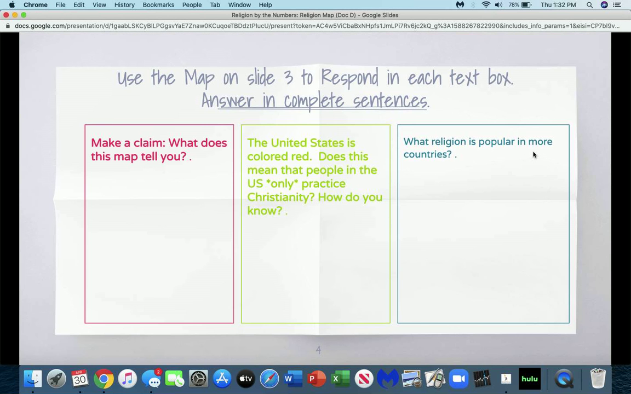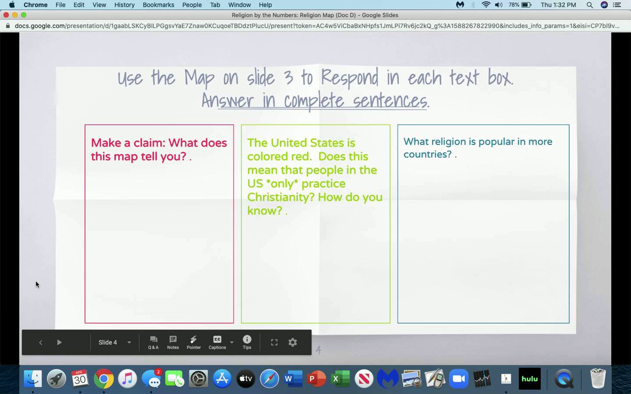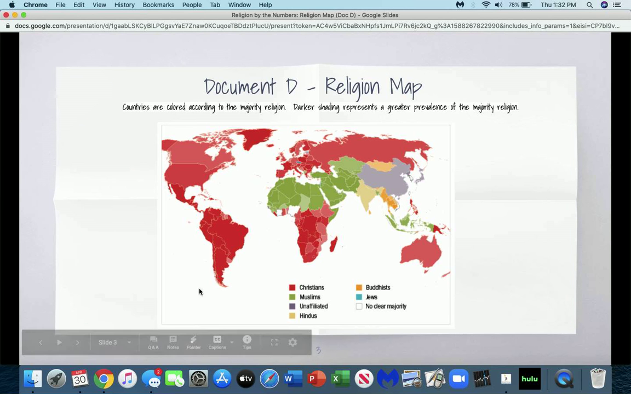What religion is popular in more countries? That question is a little bit difficult. Essentially, it's asking, based on looking at this map, which religion is the majority in the most countries. That last question is essentially asking which religion has more countries that it's the majority in. Is it Christianity? Is it Islam? Is it Hinduism? Is it Buddhism? Is it Judaism? Or is there no affiliated religion?